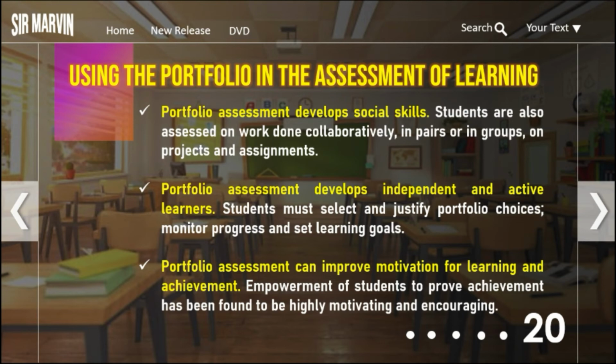Okay? So last one, portfolio assessment can improve motivation for learning and achievement. Empowerment of students to prove achievement has been found to be highly motivating and encouraging. Okay, so sa portfolio assessment, it can improve motivation. Why? Nasabi ko nga kanina na sa portfolio assessment, pwedeng magbigay ng comment, pwedeng mag-suggest si teacher, at pwede niya ring i-praise yung output ni student. So, pwedeng ma-motivate talaga sa student sa portfolio assessment.